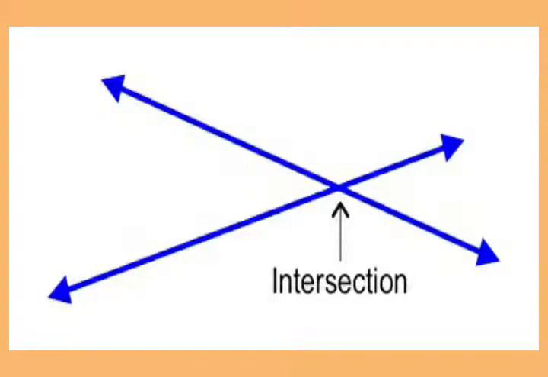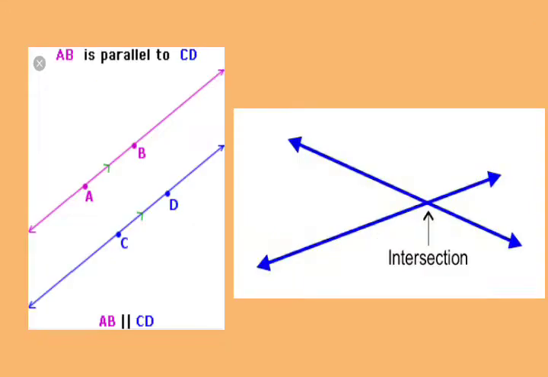Now, the distance between two parallel lines is always the same, whereas the distance between two non-parallel lines keeps changing. Two different lines in a plane are either parallel or they intersect at only one point. The definitions of parallel lines and intersecting lines are applicable only when the lines are in the same plane.